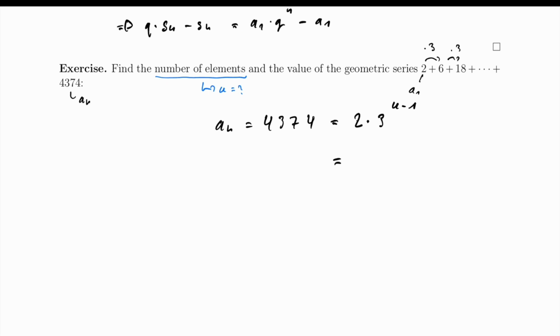And if you solve that here, if you divide that by 2, you get 2,187, I hope that's correct, is 3 to the power of n minus 1. And here note that you need a logarithm to solve that. So here you'll get log base 3 of 2187 is equal to n minus 1, and then you can solve for n and then just use the formula above.